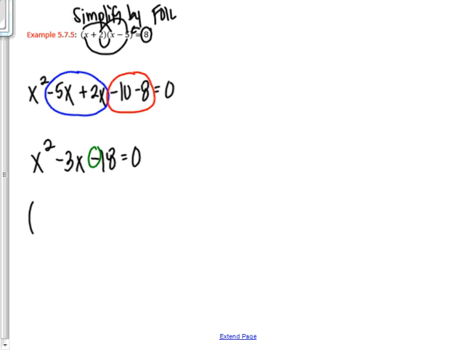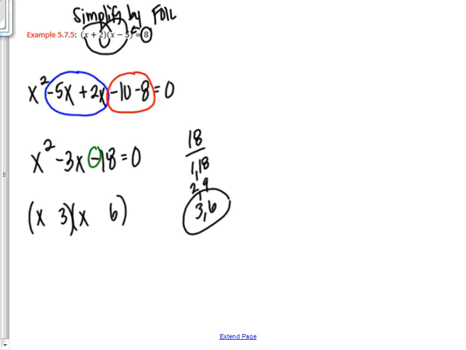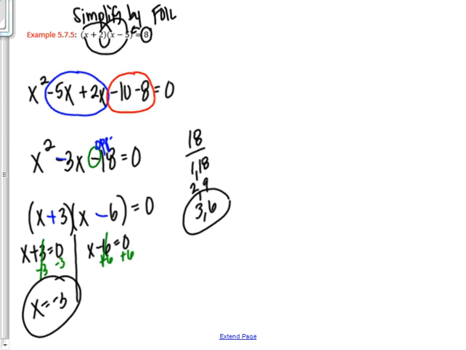I want to multiply for 18 and subtract for 3. So 18 is 1 and 18, 2 and 9, 3 and 6. Which pair subtracts for 3? Good. 3 and 6. And when I circle a minus, they get opposite signs. So to get a negative 3, who gets the negative? The 6. And then you draw your line. So either this one was equal to 0 or this one was equal to 0. So here I'm subtracting 3 and here I'm adding 6. So my two answers are a negative 3 and a positive 6. Go try your homework.